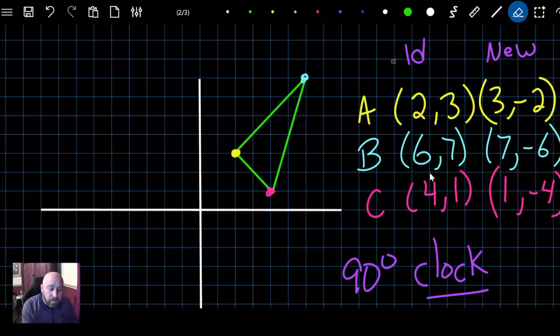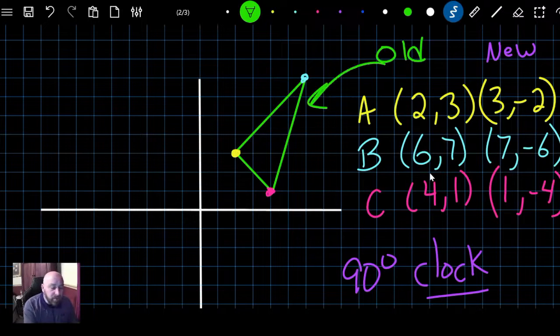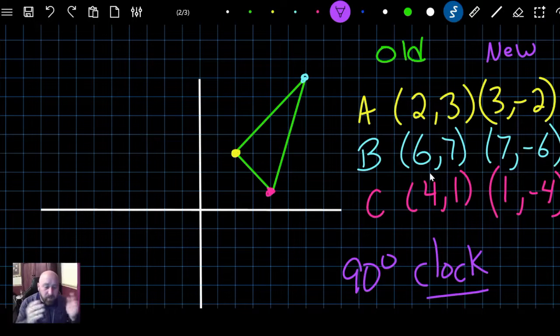Let me actually switch this where I put old. I'm going to put old in green, so you'll see that that's obviously the green triangle right there. And then the new triangle I'm going to make purple so that it will look like the new triangle, so you can see which one's which. Okay, so let's do our new points.